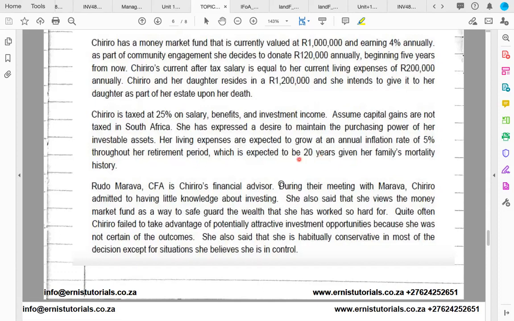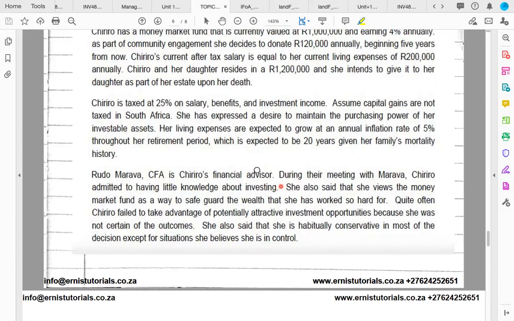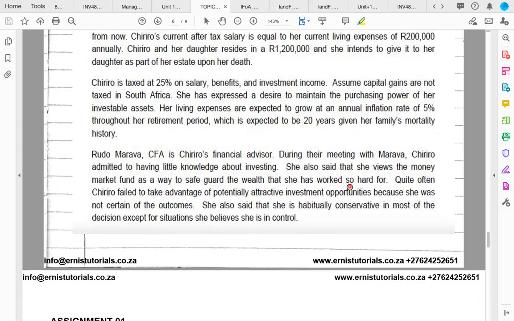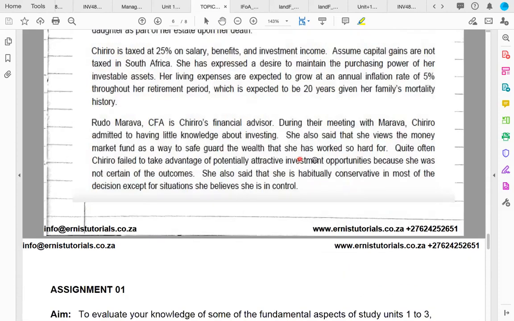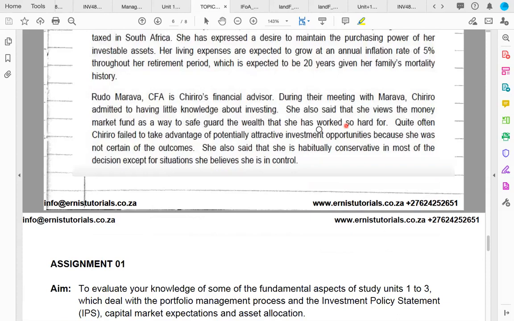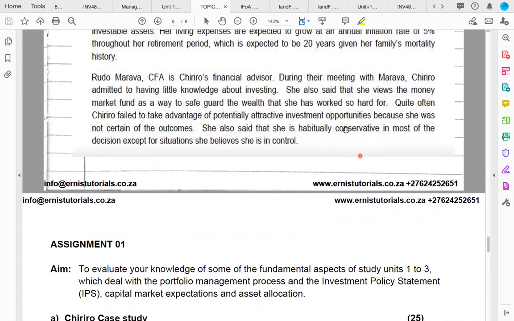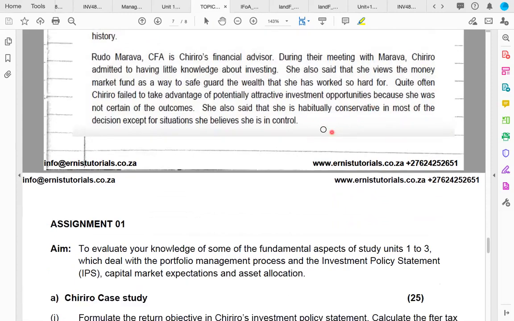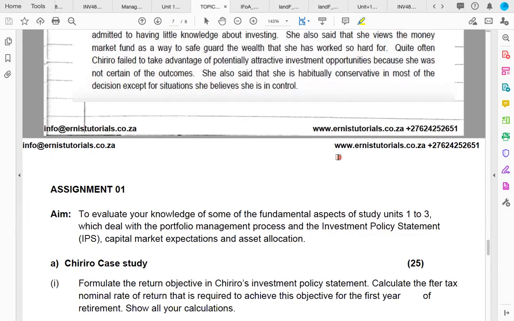Okay. She's approached the CFA to help her with financial advising. During the meeting, she admitted to having little knowledge about investing. She also said that she views the money market fund as a way to safeguard the wealth that she has worked so hard for. She has failed to take advantage of potentially attractive investment opportunities because she was not certain of the outcomes. She describes herself as being conservative in most of the decisions, except for the situations where she believes to be in control.